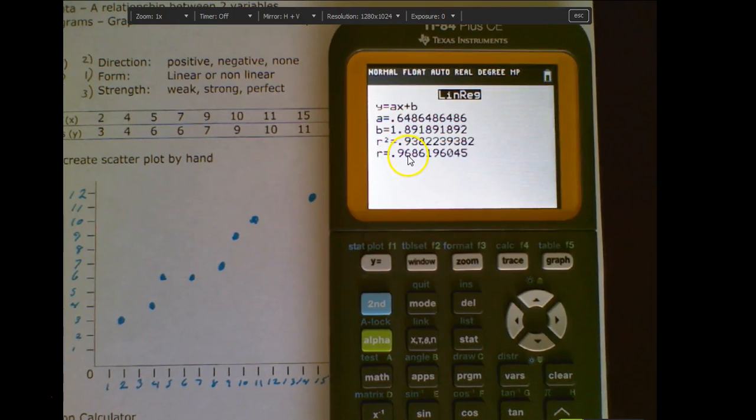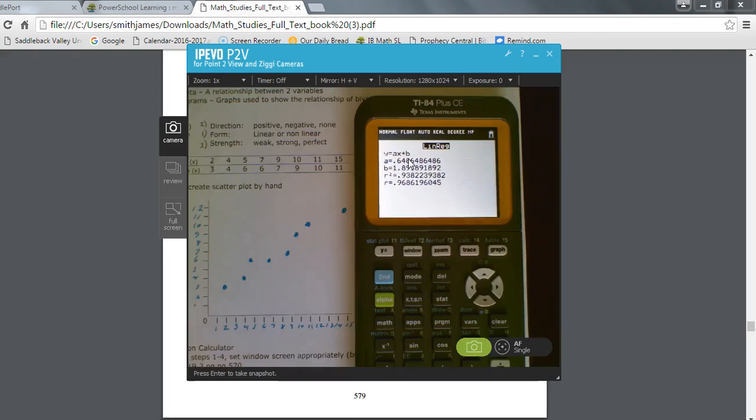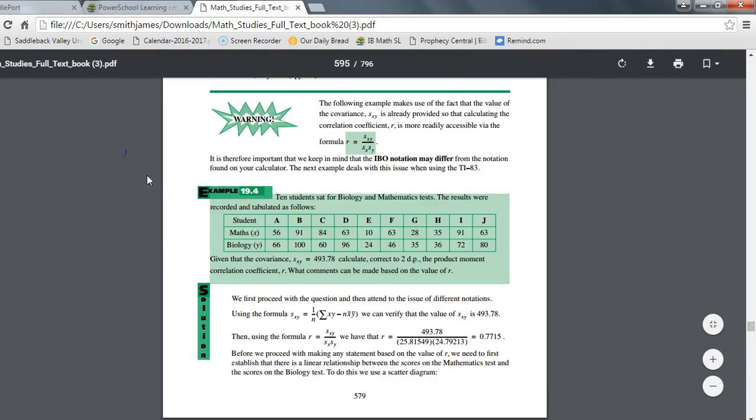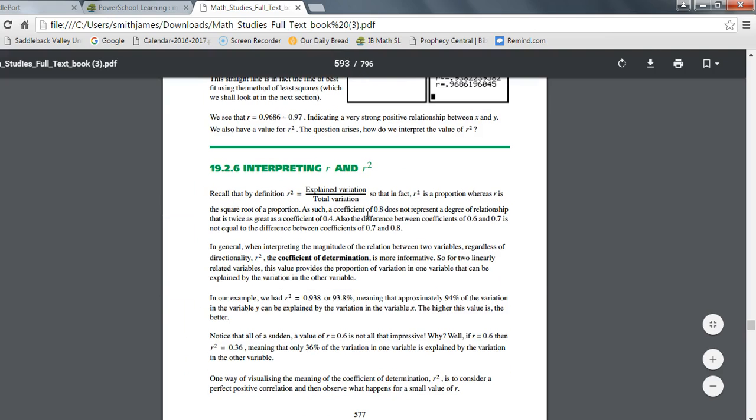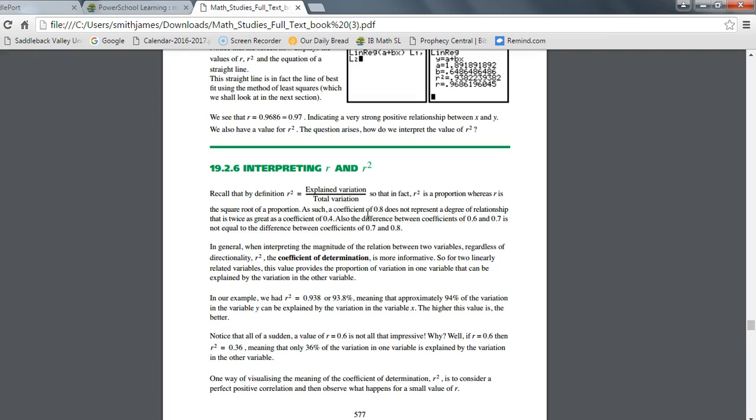Okay, so now that you know how to get it, the second step is, what does it mean? So how do we interpret the meaning of this value right here? So let me go back to another page in your book, and this is on page 574 and 575 of your book.